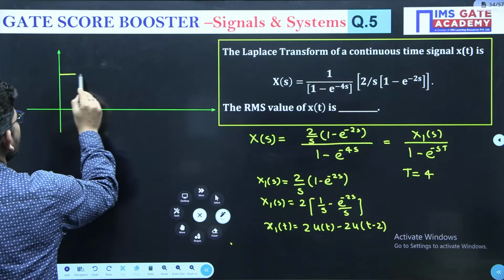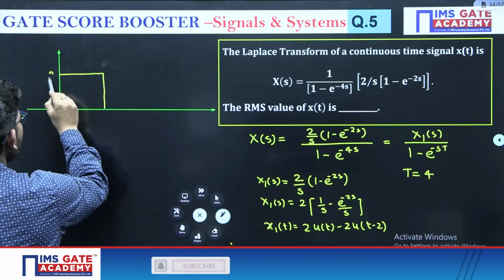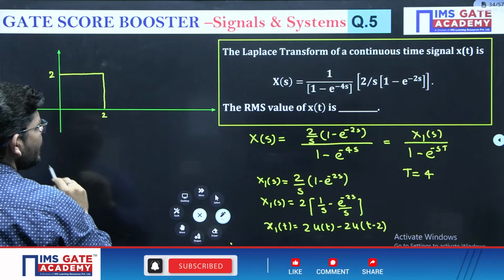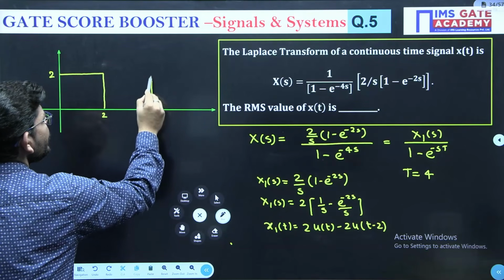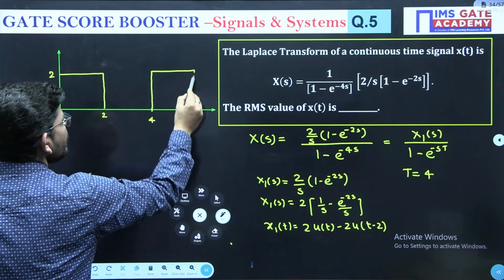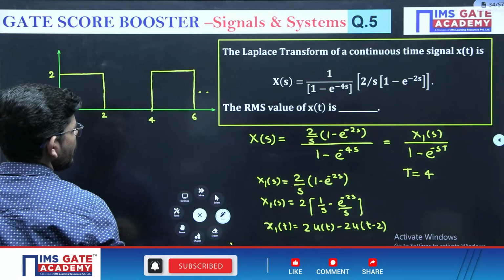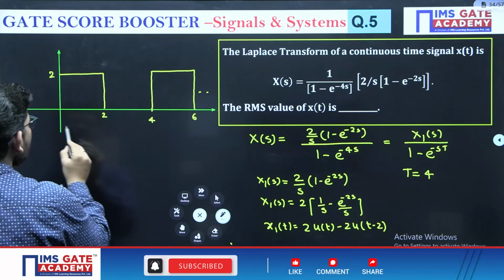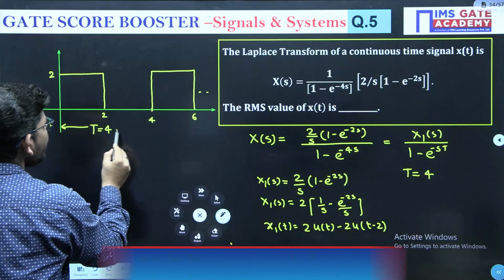So the signal is u(t-2), the magnitude is 2, right? And it is periodic, so the time period is 4. That means the same signal is going to repeat itself again, right? Correct? So see, this is the time period of the signal.